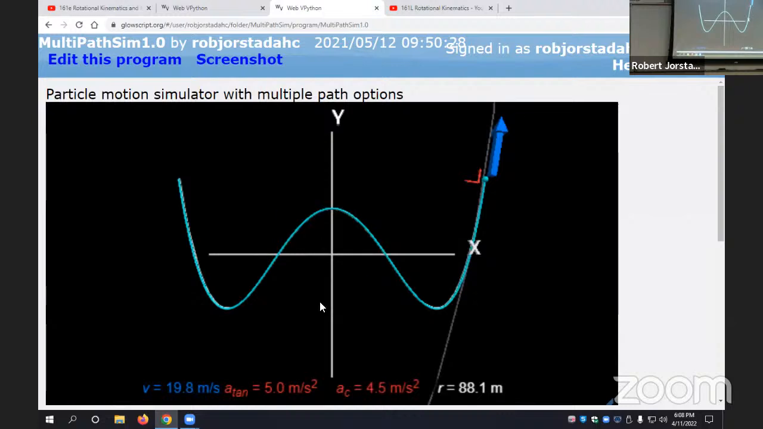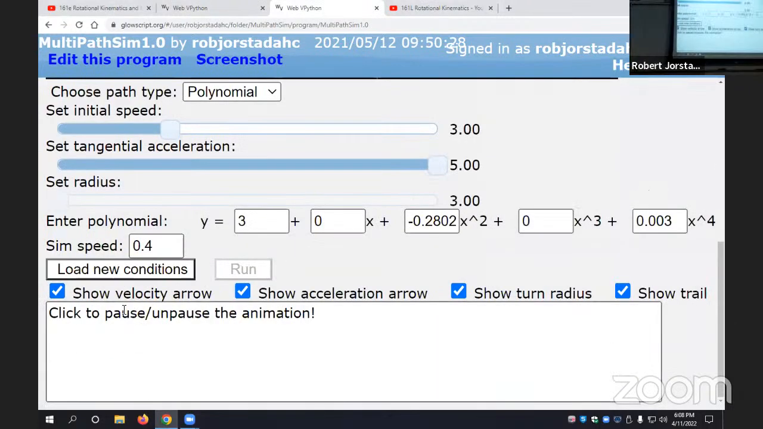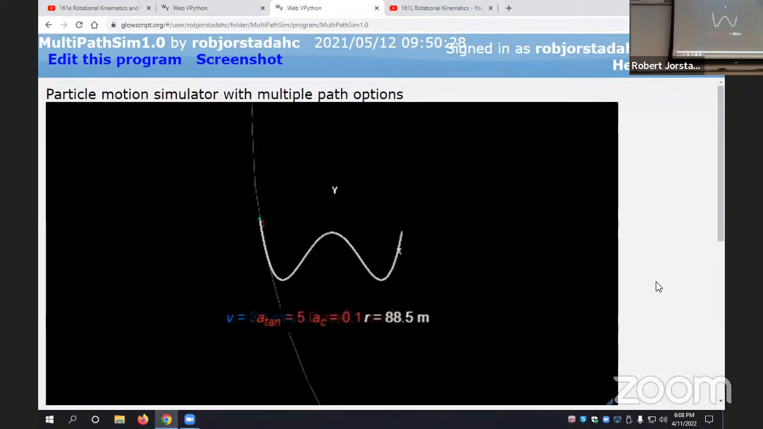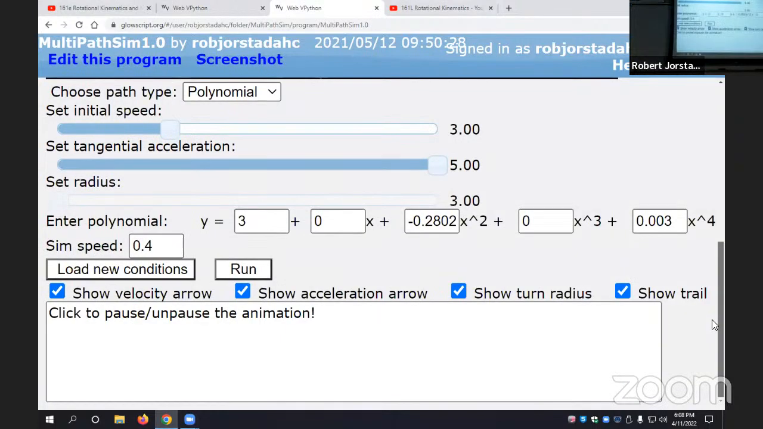Let's run this again. Let's see if I can reset. Oops. And I'm going to go back up to here. So in this one, I don't think, do I have a sim speed? Where is it? Oh yes, thank you. I'm going to slow this down.